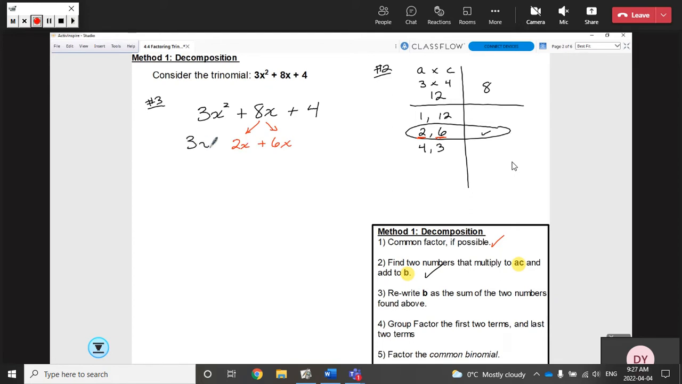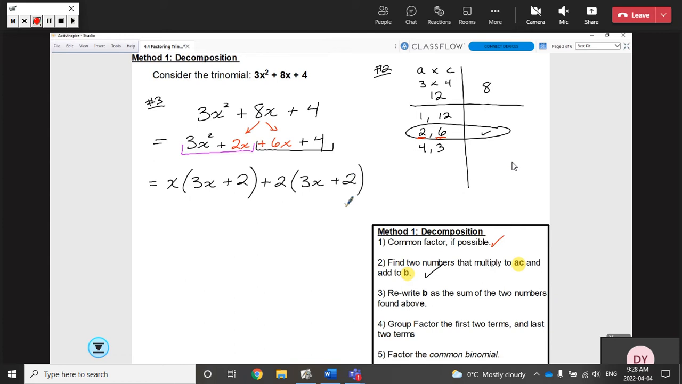So the first term here was 3x squared plus 2x plus 6x, and then that 4 is at the end. And the same idea here, folks. We're just going to group factor the first 2 terms and the last 2 terms. So in here, oops, I forgot my equal sign. What is the greatest common factor between 3x squared and 2x? I think it's just an x, because then we're left with 3x plus 2. And then the greatest common factor between 6x and positive 4, I believe, is just a positive 2, and we're left again with 3x plus 2.